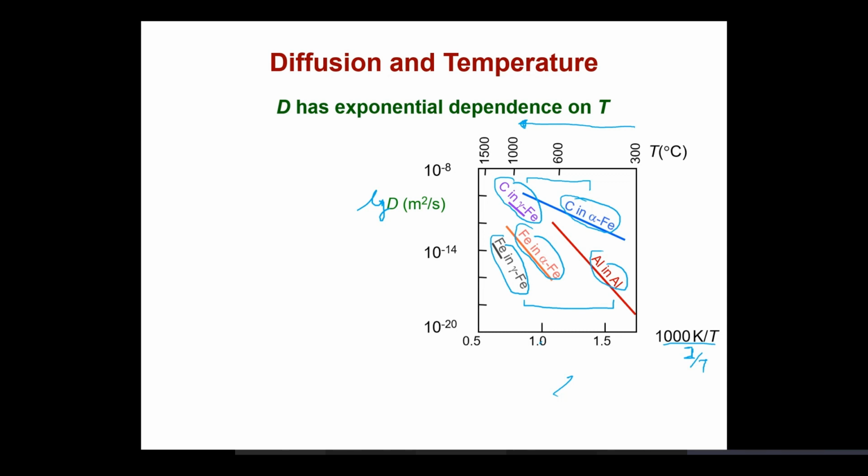Sir, vacancy and interstitial. Very good. So these three mechanisms are for vacancy diffusion, and these three are interstitial. These two are interstitial, the top one.